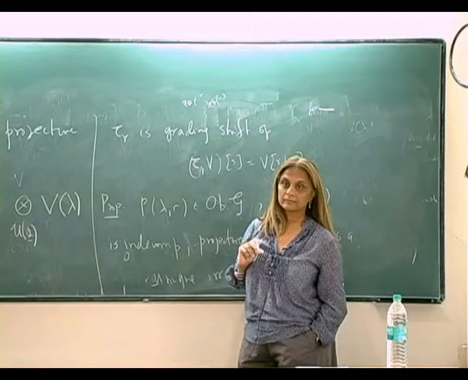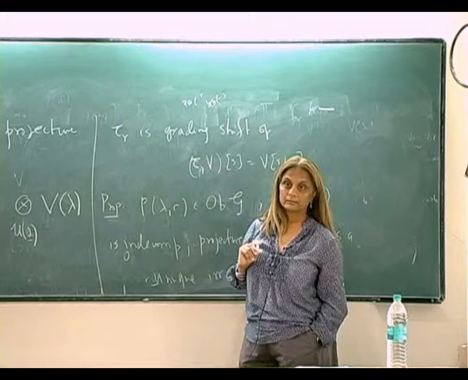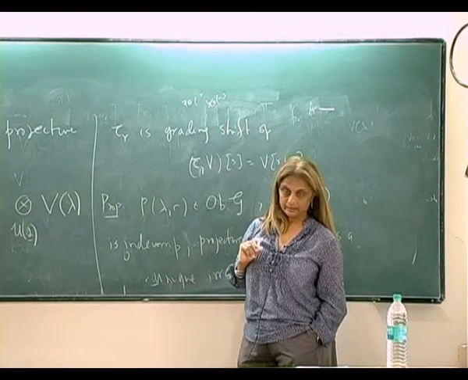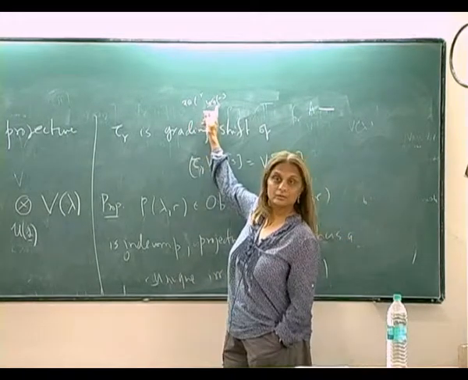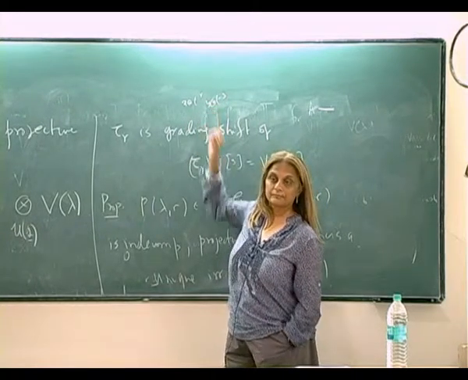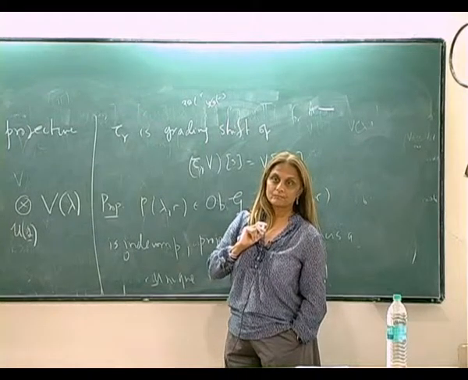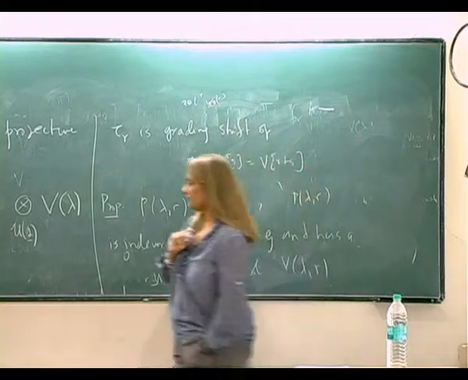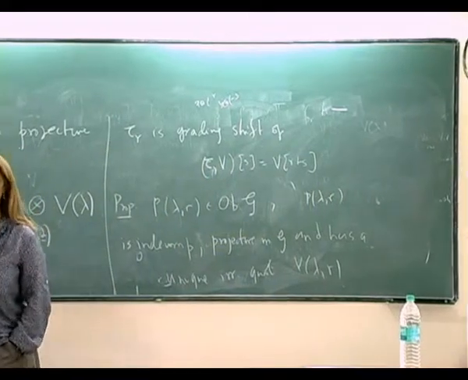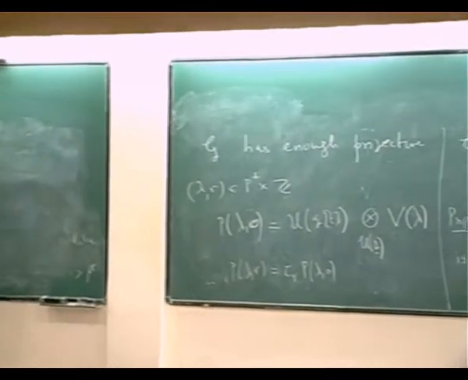I'm just talking about U of GT by itself, as a graded module. What about these products? This lives in U of GT. So what is the component of degree r? What is the graded component of degree r? R cube GT.